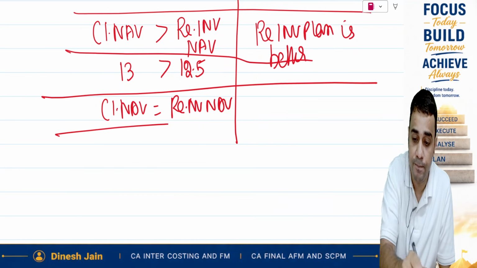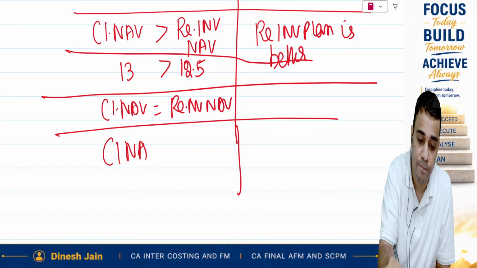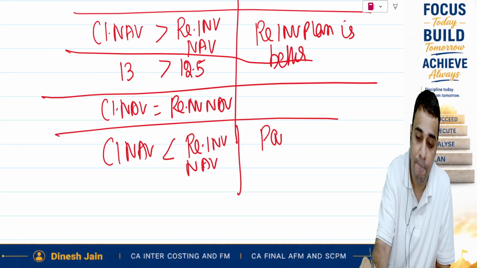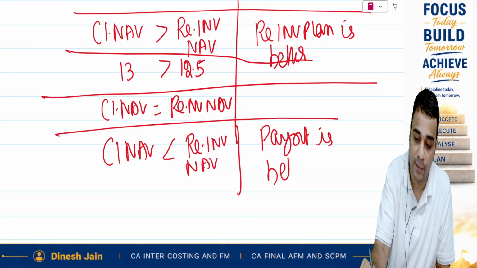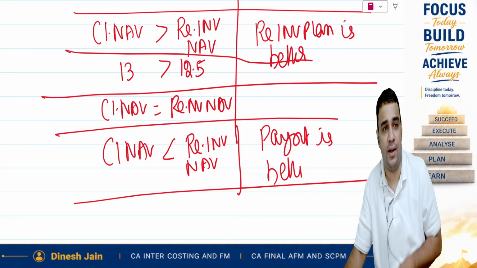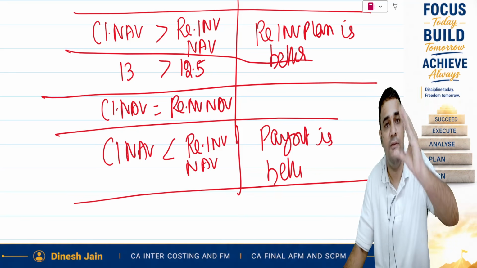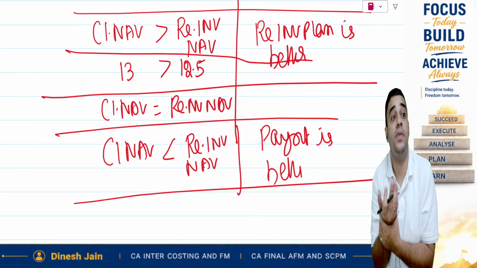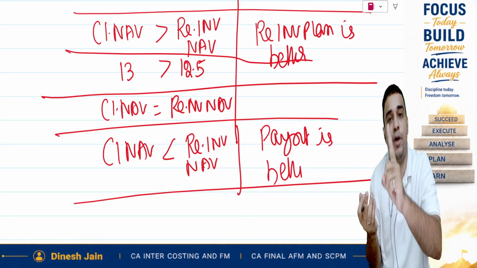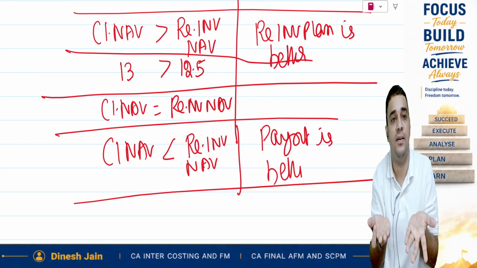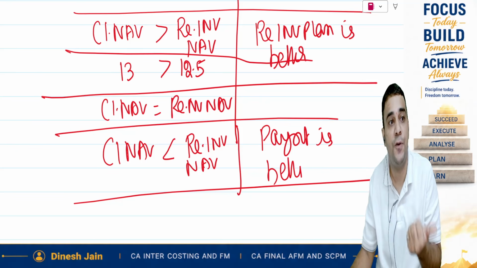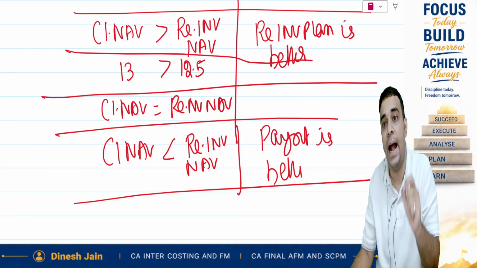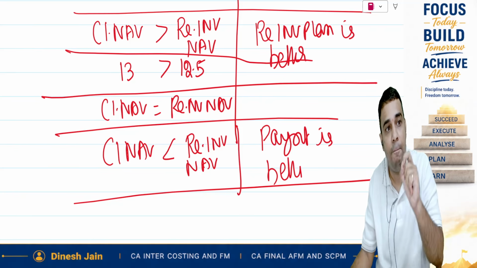Third situation, closing NAV less than reinvestment NAV, payout is better. Now, writing this is not critical. Understanding the concept is: when I do reinvestment, am I earning on the reinvestment? I reinvested at 13.5. By the end of the year, it is 13. I am losing 50 paise. That is why reinvestment was worse than the payout.